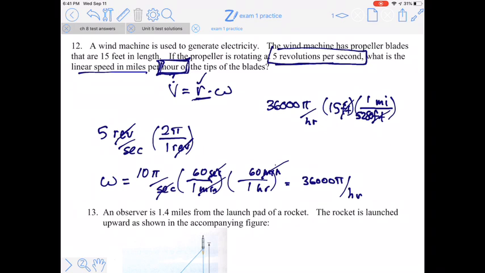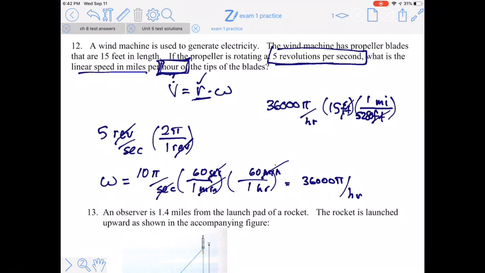It's best if you leave this answer in terms of pi, meaning leave pi in your answer. Don't multiply it into the number and give me a decimal. So what you would need to do on a calculator is 36,000 times 15, divide all that by 5,280. I'd recommend using a calculator. You don't have enough fingers and toes to do that without one.